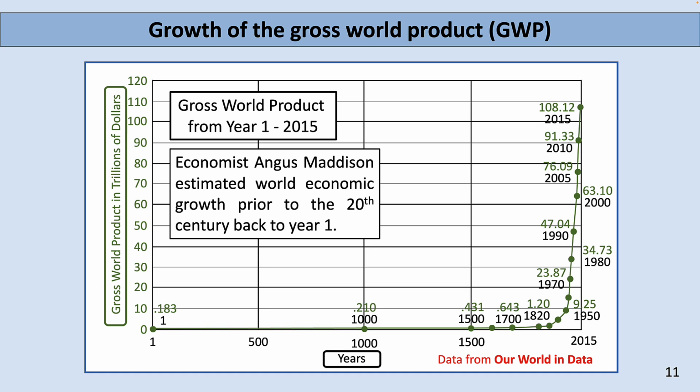The green dots are data points for GWP for specific years. Each data point is identified by the green GWP value and the year in black. The data points go from $0.183 trillion in year 1 to $108.2 trillion in 2015. Notice the slow growth through about 1700, and then a slight acceleration through 1820. Then exponential growth really takes off about 1950.